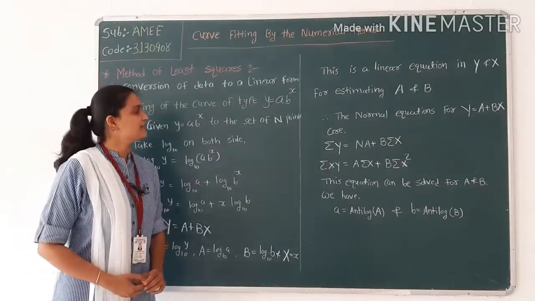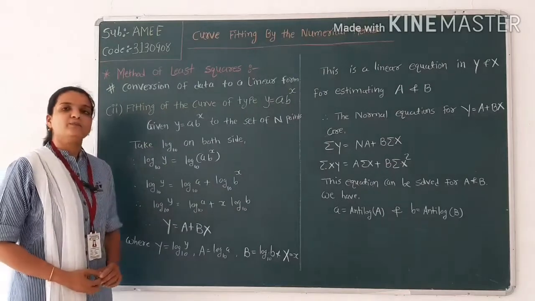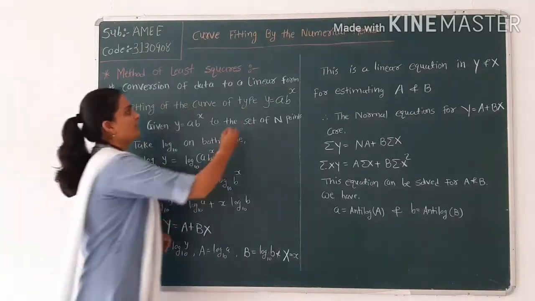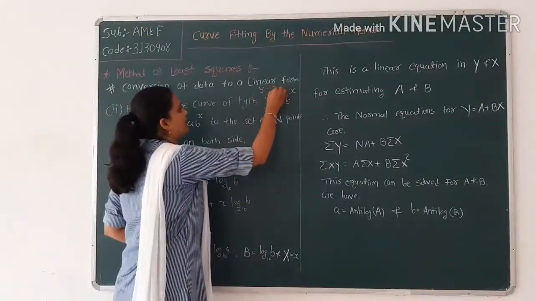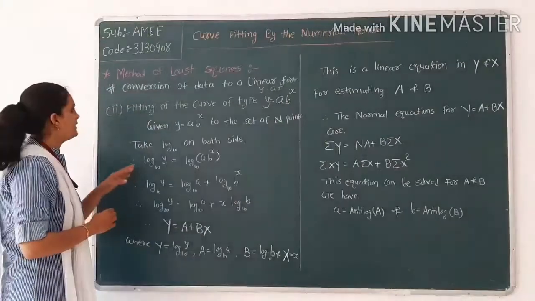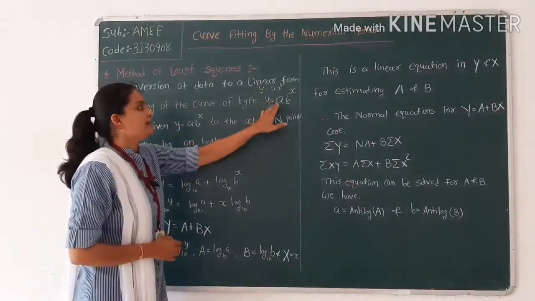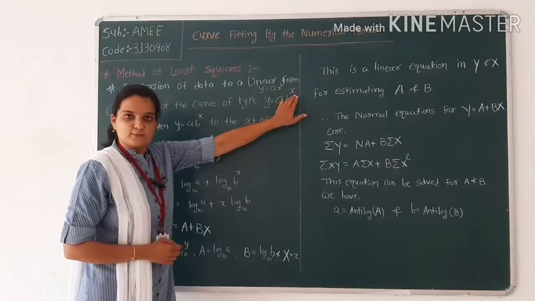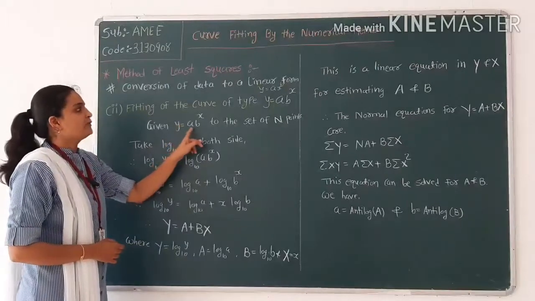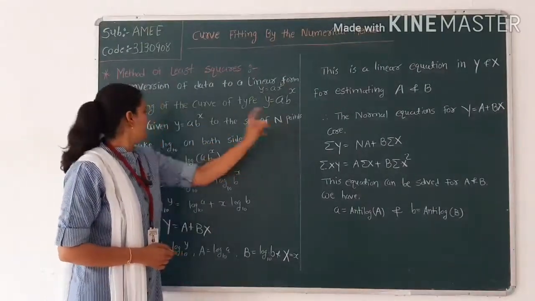In the previous lecture, we learned conversion of data to a linear form. First method, fitting of the curve of type y equals a x raised to b. Now we learn the second method, fitting of the curve of type y equals a b raised to x. For that, let y equals a b raised to x be fitted to the set of n points.